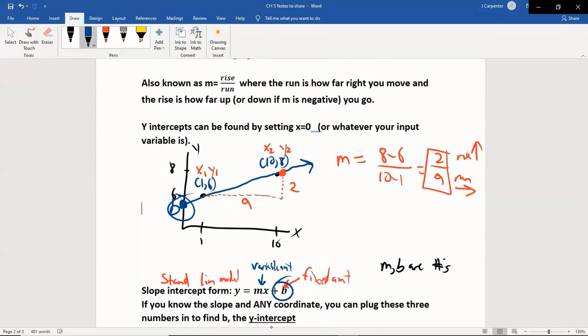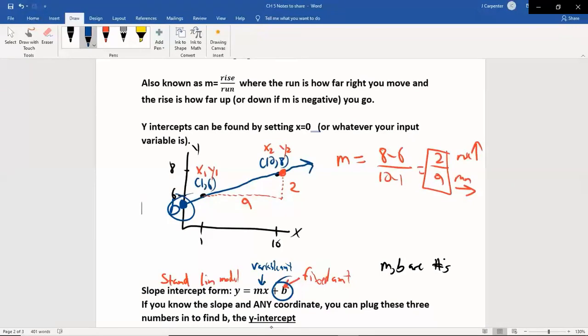And then just at the end of the day, one last thing to say before we move on to the guided activity. Actually, I take that back. We're not going to do the guided activity yet. We're going to do a couple more examples. If you know the slope of a line in any coordinate, you can plug these three numbers in and find b, which would be the y-intercept, and then you've got your model completely. What I'm saying is if I tell you a point and a slope, you can plug them into this right here, figure out what b is, and then you've got your model forever and ever.